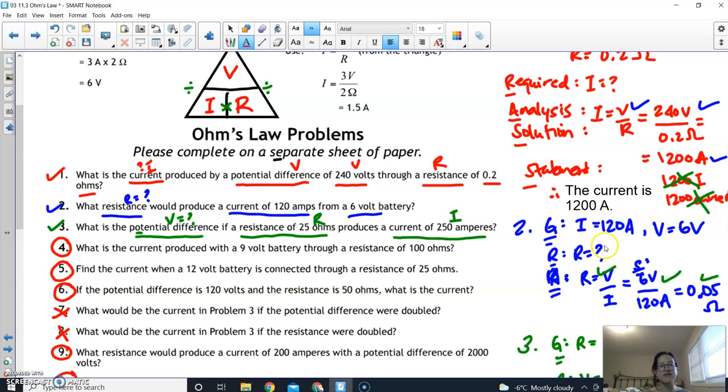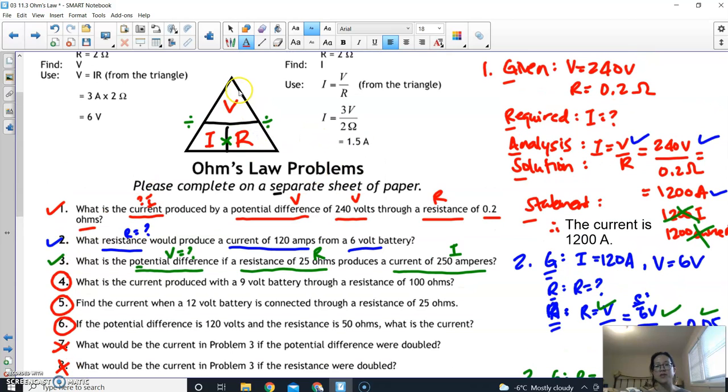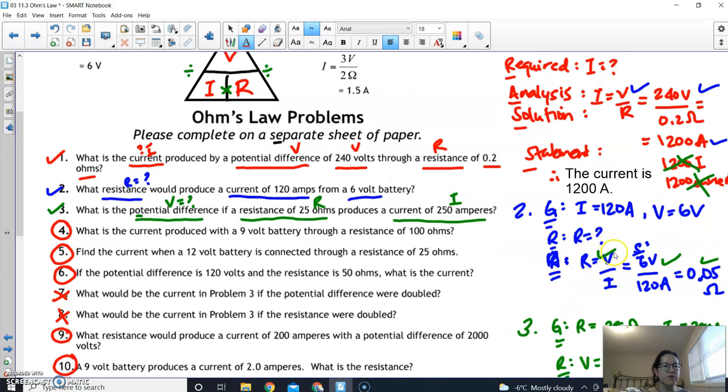If I'm required to find R, what I'm going to do is go up to my magic triangle, and I always recommend that you just recopy it somewhere on your worksheet, okay? So I'm going to cover up the R, then what's left over is the V over I. So I'm going to write that down. You get a mark for writing down R is equal to V over I. Then the solution would be to fill in the numbers.